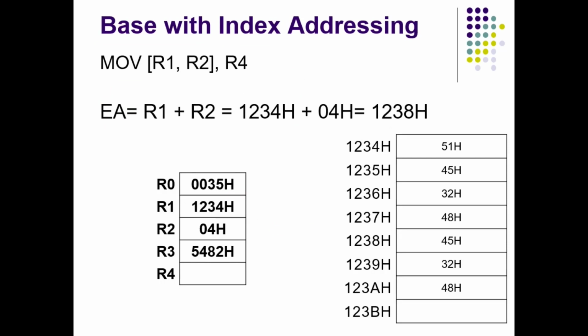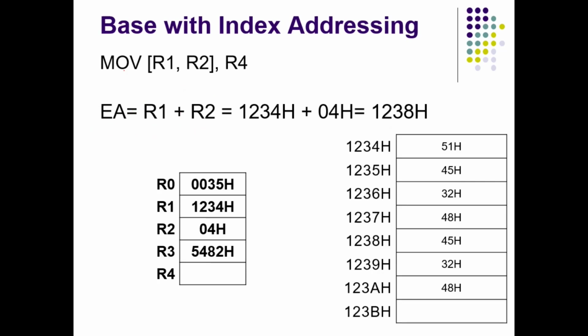See, in this example, I have used base with index addressing mode in the source operand. My destination operand is R4. That means I am trying to move a particular content from a particular memory address to R4. Now, how have I used base with index addressing mode? In the source operand I have mentioned two registers within square brackets. So both register contents are considered as address. One is the base address, one more register content is considered as index address. And we know the processor finds the effective address by adding both register contents.